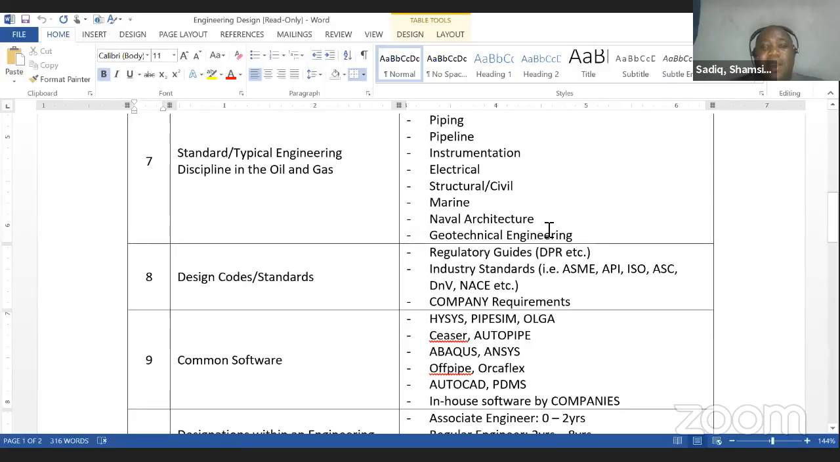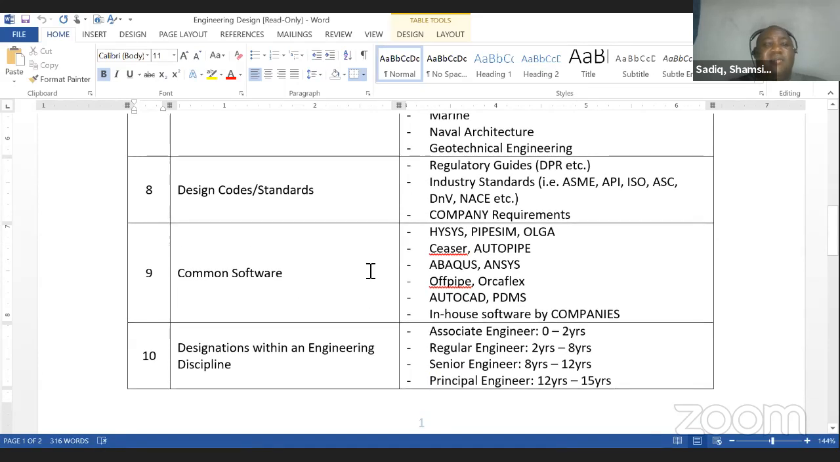Okay. Sorry. So I said companies that are very big over time, they have their own established requirement that complements the regulatory and industry standard. The common software that you come across in the field if you want to be doing engineering design, depending on your discipline: ICs, Pipe Sim, Olga, Caesar, AutoPipe, Abacus, ANSYS, depending on the various disciplines.